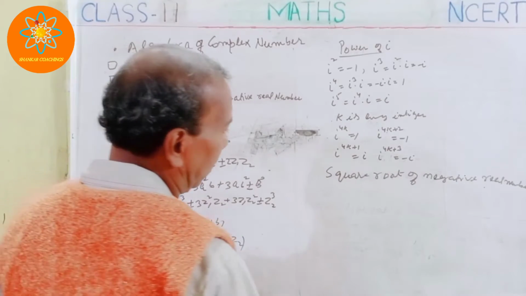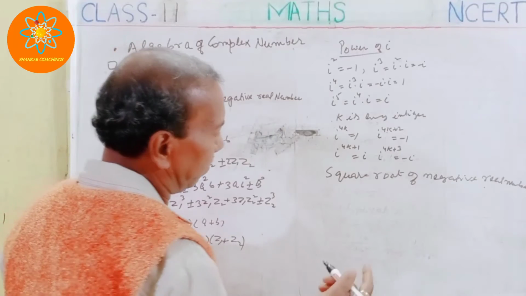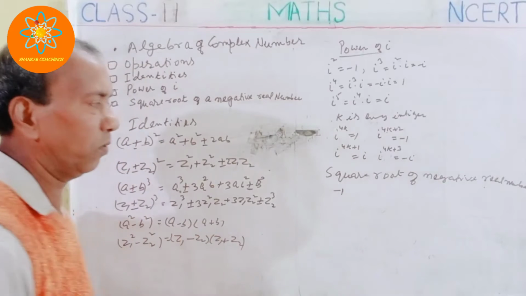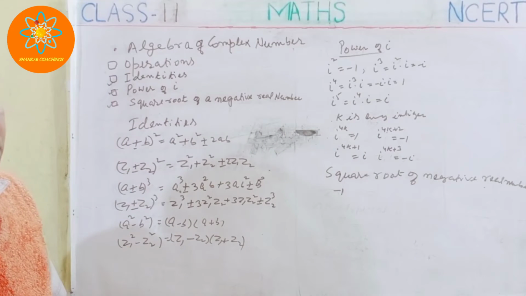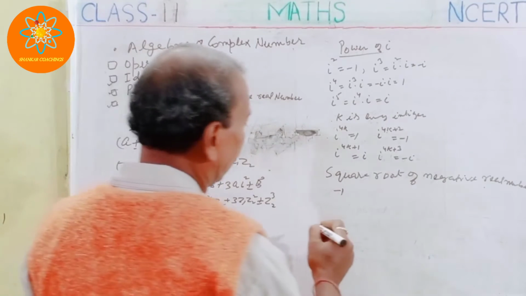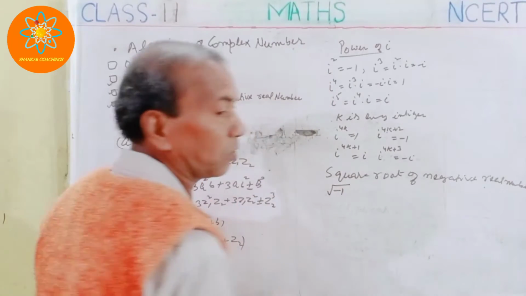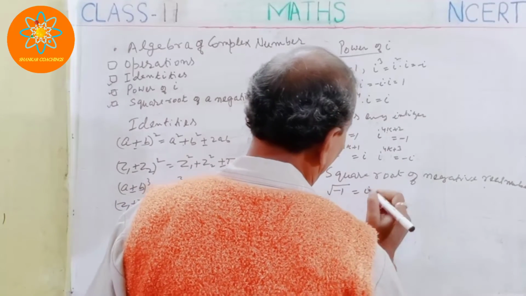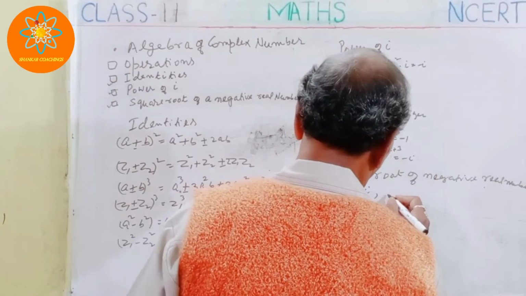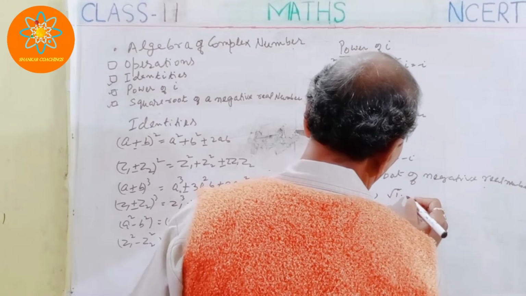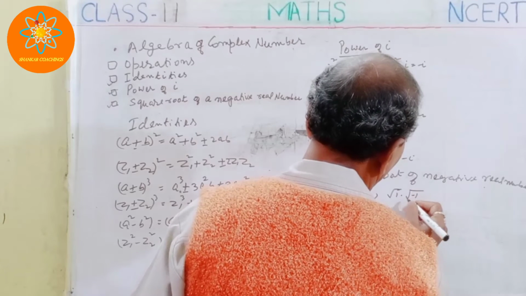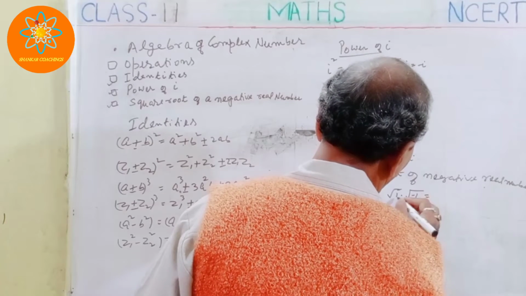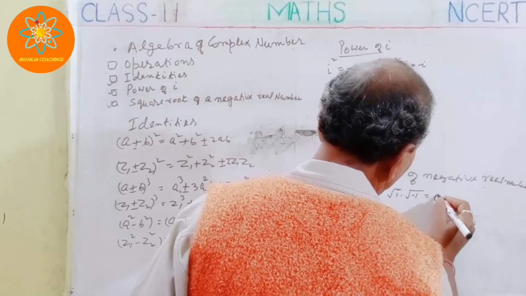Let's suppose I'm taking one simple negative real number, minus 1, and I want to take the square root. The square root of minus 1 is equal to i, because I can take it in this way: root 1 into root minus 1, that is, root 1 is 1, root minus 1 is i, so this is equal to i.